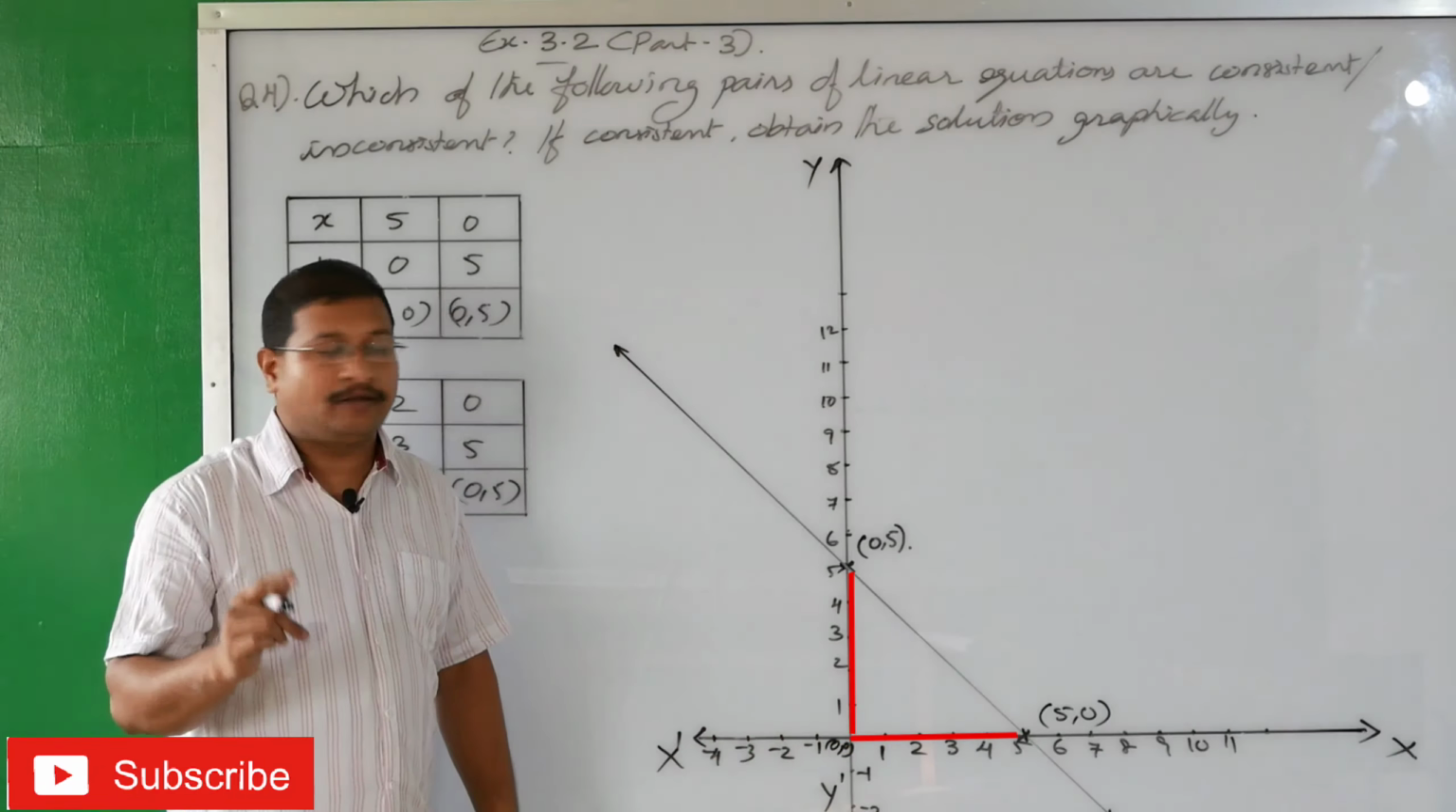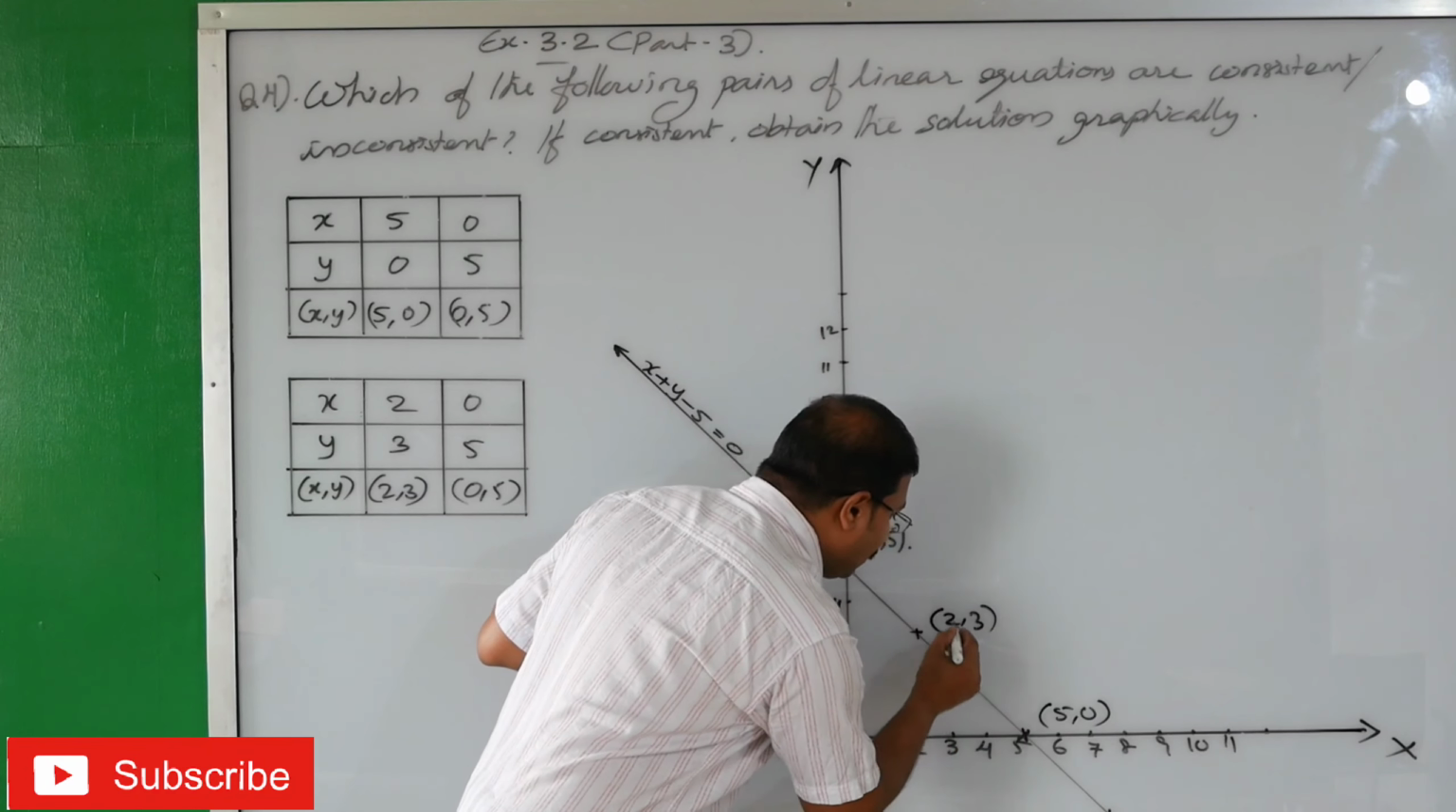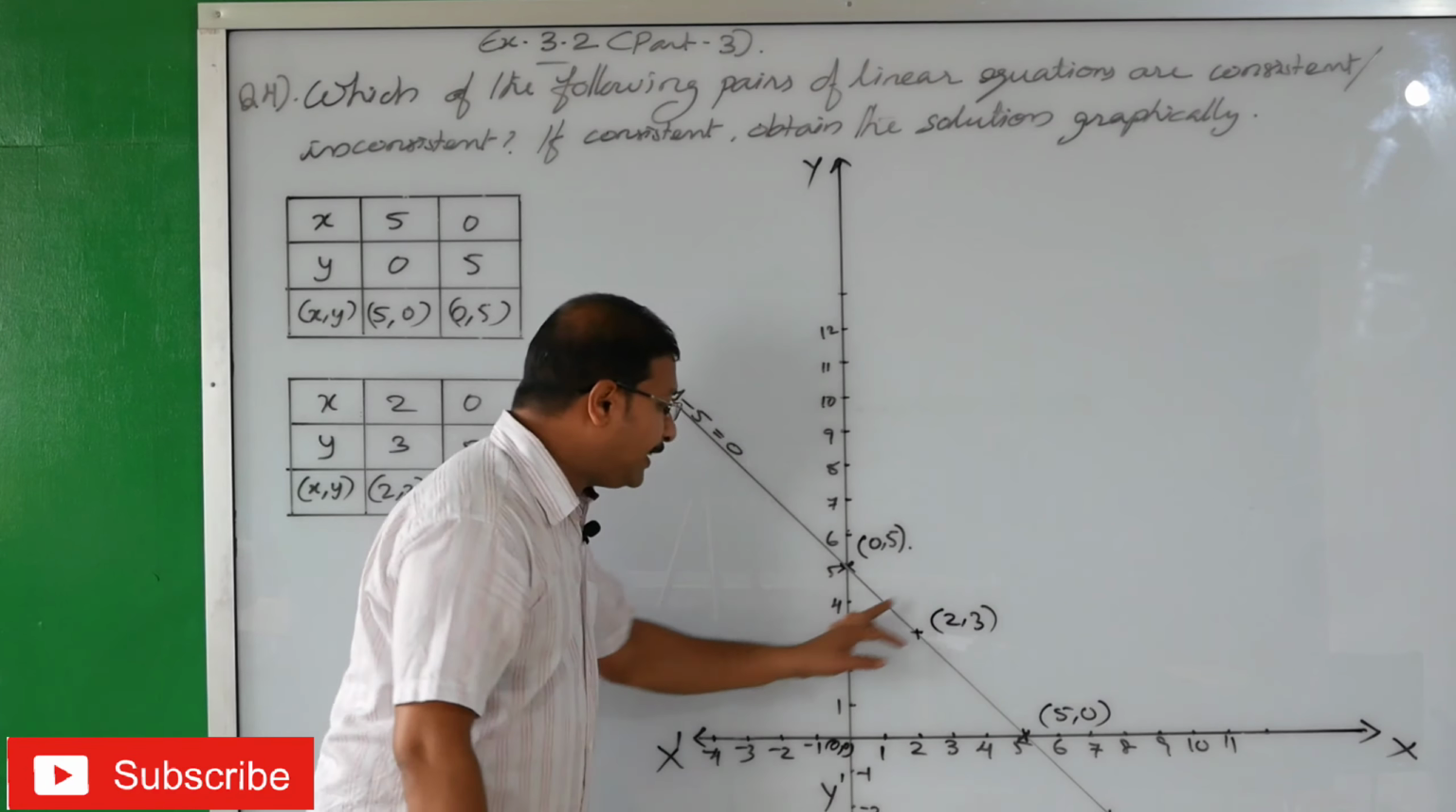X equals 2 means here will be one vertical line. See, 1, 2. This one vertical line. And y equals 3 means upside. See, this is where these two join. That means we got it here: 2, 3. X equals 2, y equals 3. Next one, x 0, y 5. X 0 means y-axis and y 5 means this point. That means the same point.